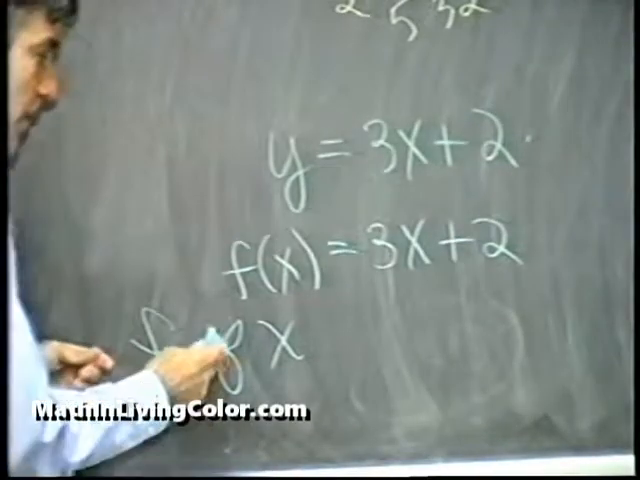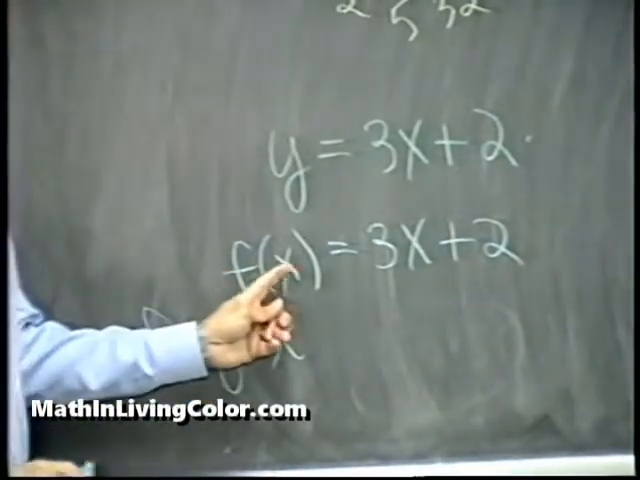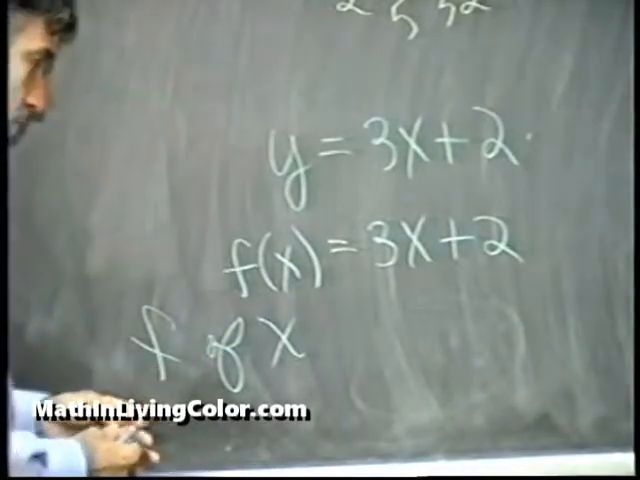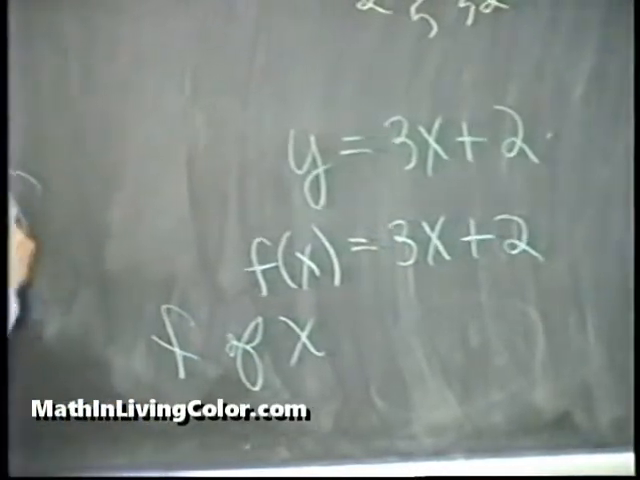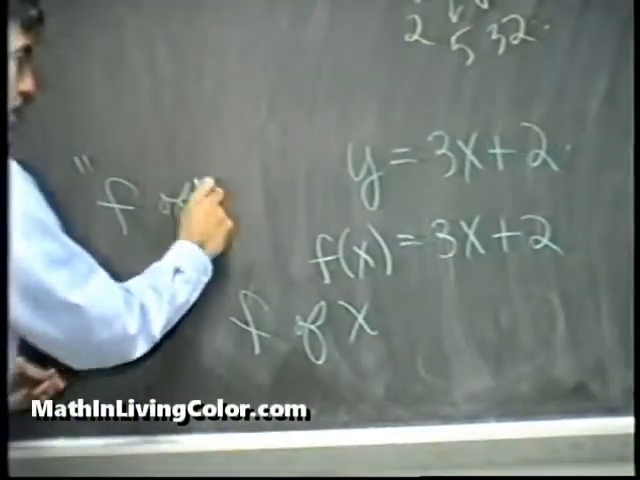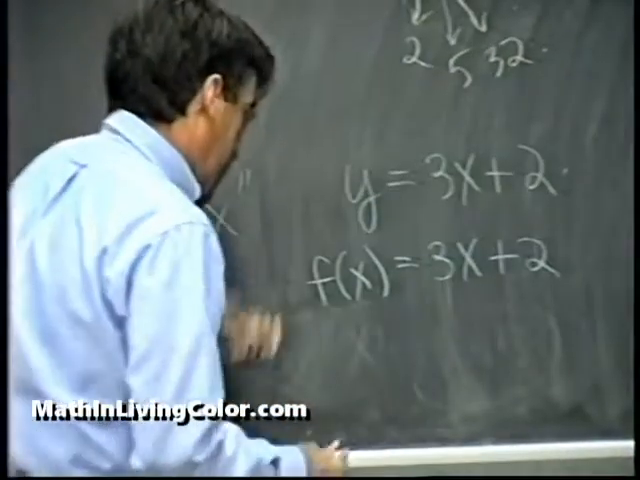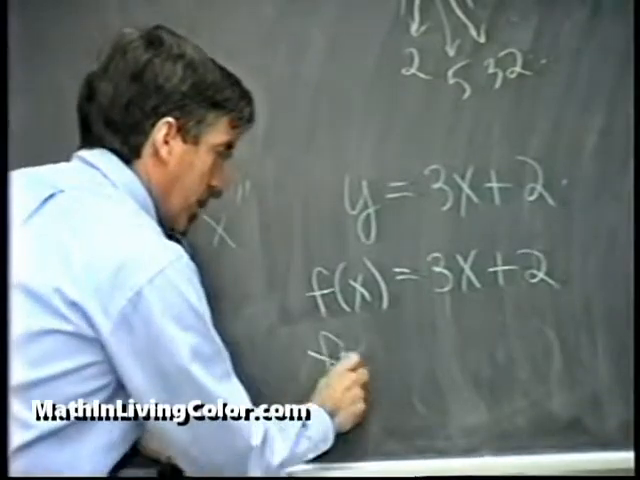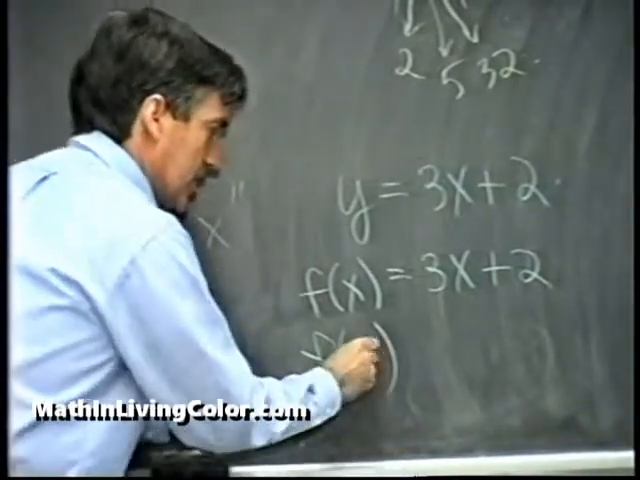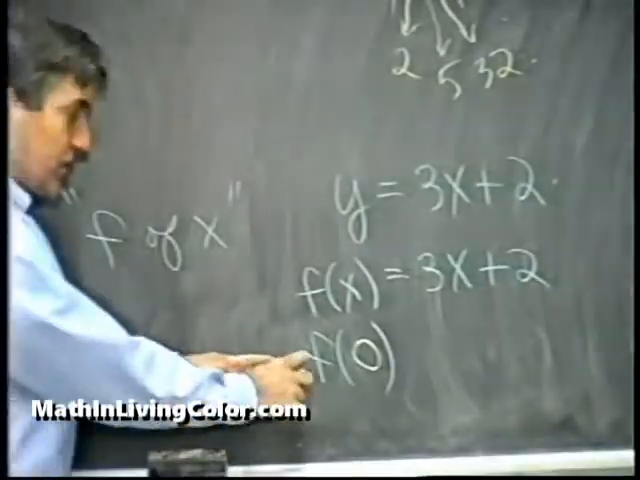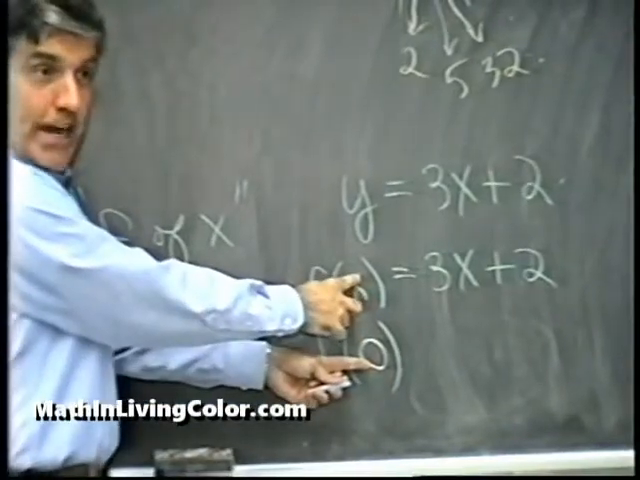All right? And what it means is you pick a value of x. Let me write this here. f of x. Okay? And if I were to say f parenthesis 0, this 0 is substituted in place of the x, right?